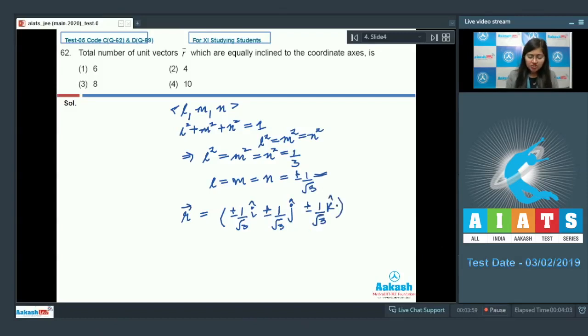Now, in the question, it is asked how many unit vectors are possible. Now, this can be either positive or negative. That is, two values are possible from here, and this can also be positive or negative. Hence, two values are possible from here. Similarly, two values are possible from k cap. Hence, the total number of such vectors is 8, right? So the correct answer will be option number 3.